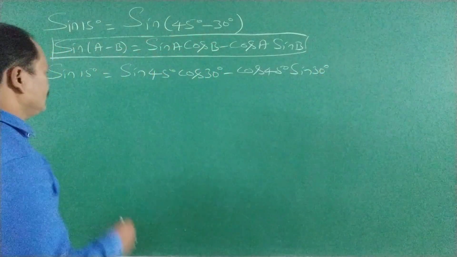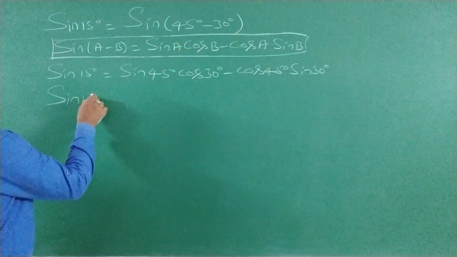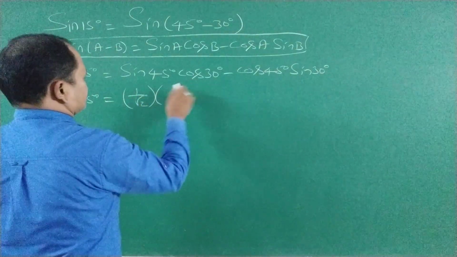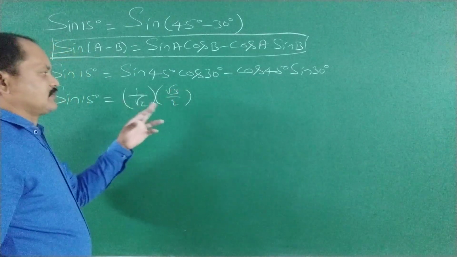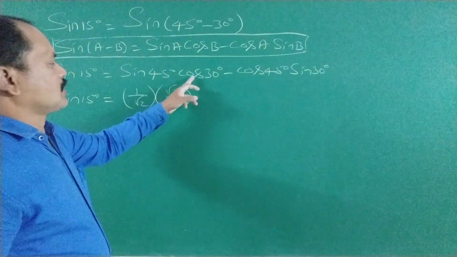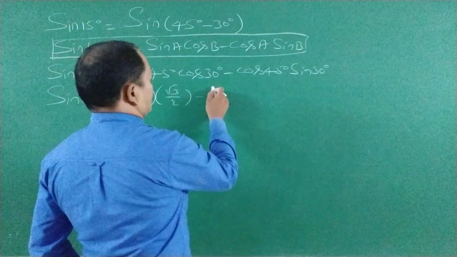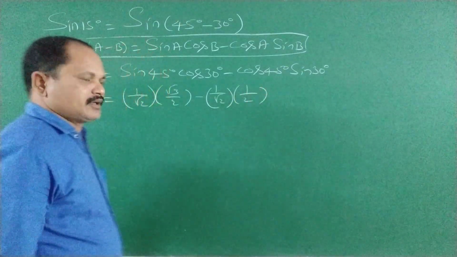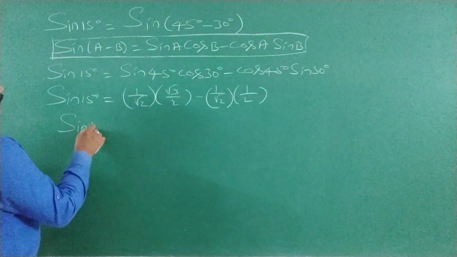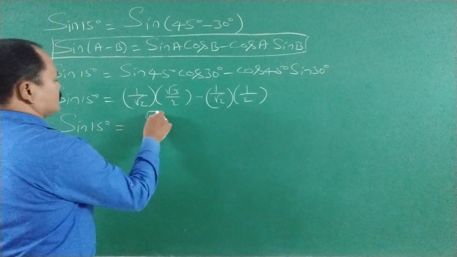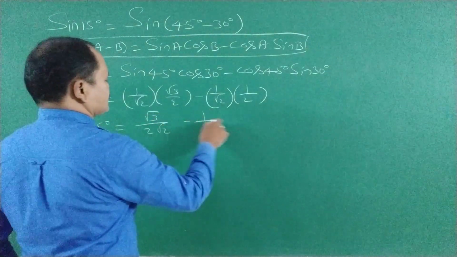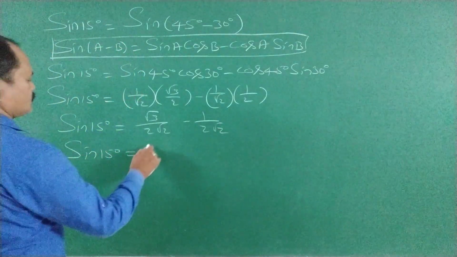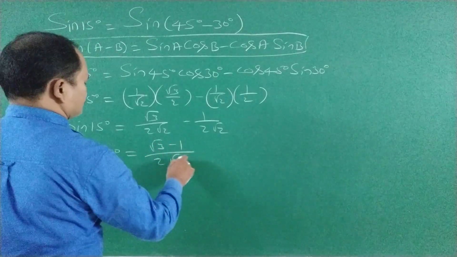Now from this, sin 15 degrees is equal to, sin 45 is 1 by root 2, cos 30 is root 3 by 2, minus cos 45 is 1 by root 2, sin 30 is 1 by 2. That's why sin 15 degrees is equal to root 3 by 2 root 2 minus 1 by 2 root 2. Now sin 15 degrees is equal to (root 3 minus 1) by 2 root 2.